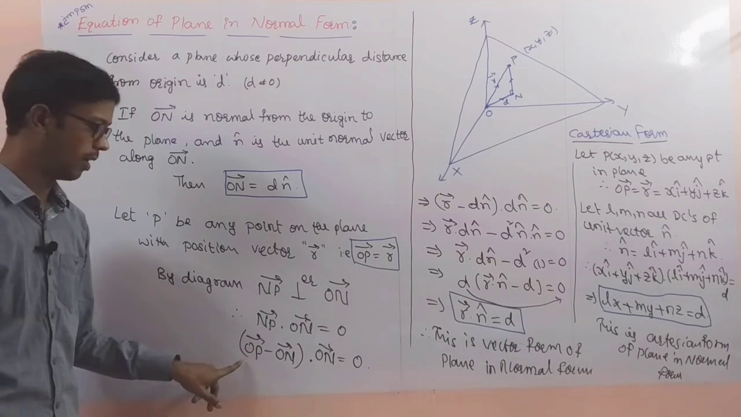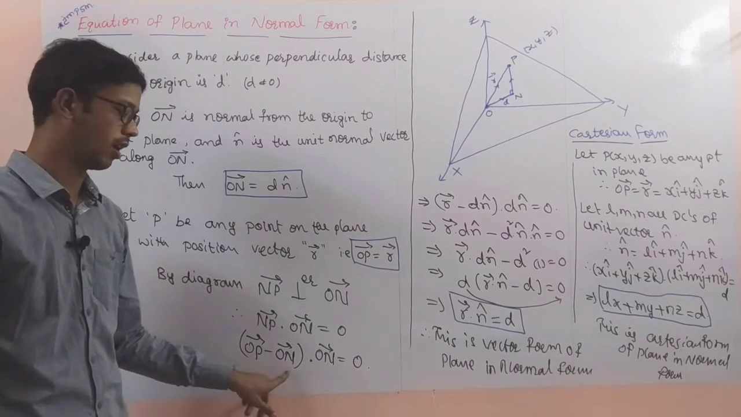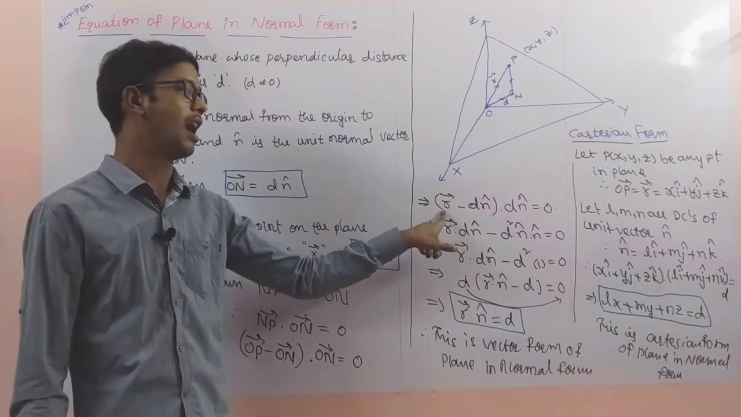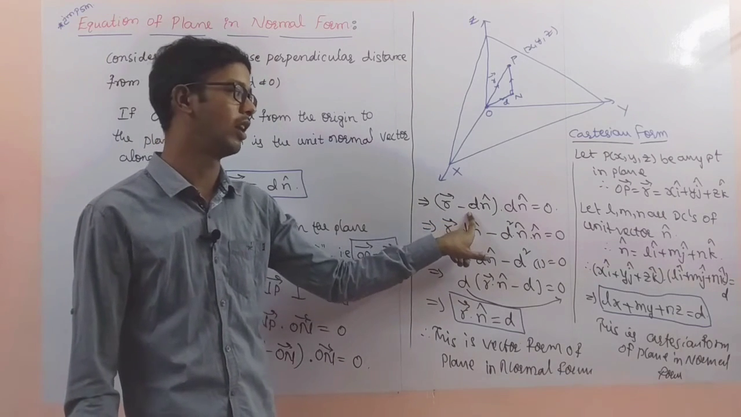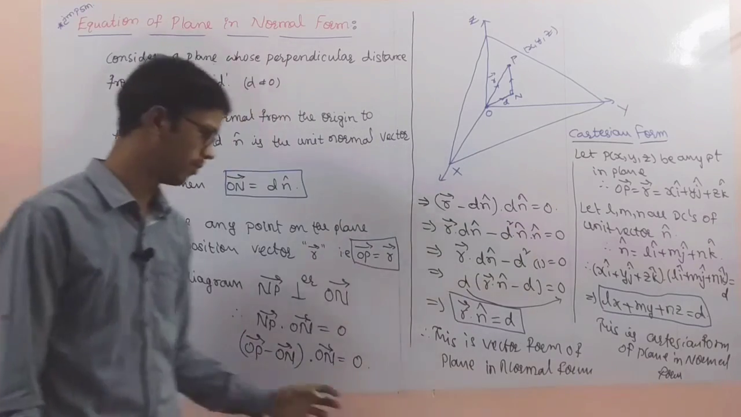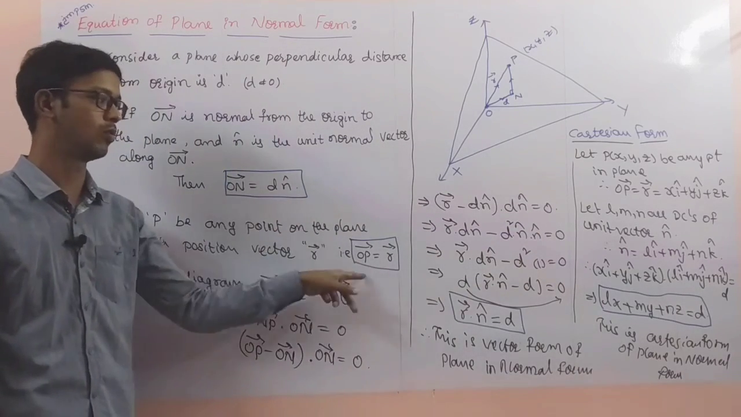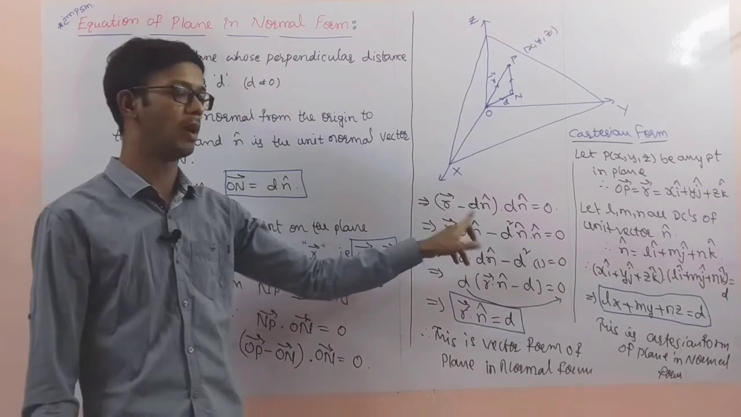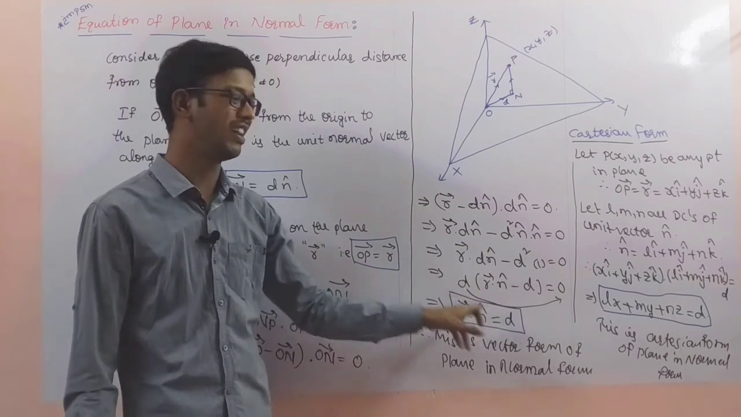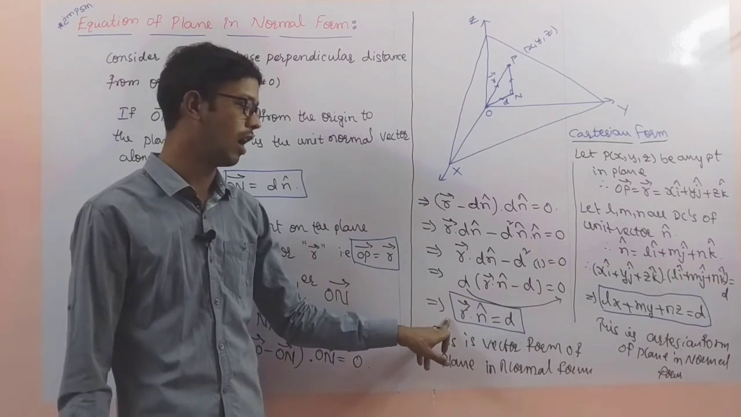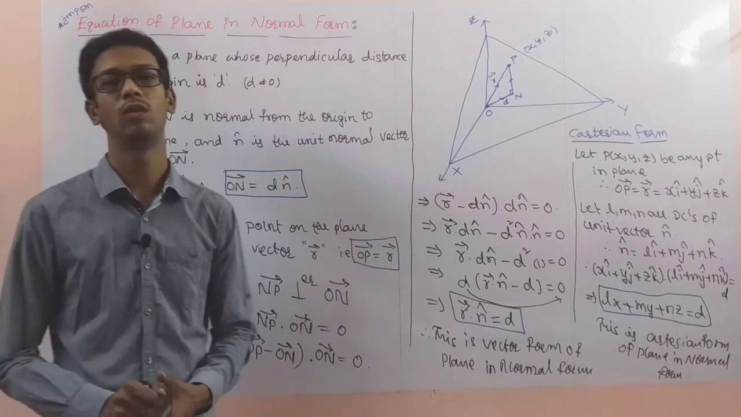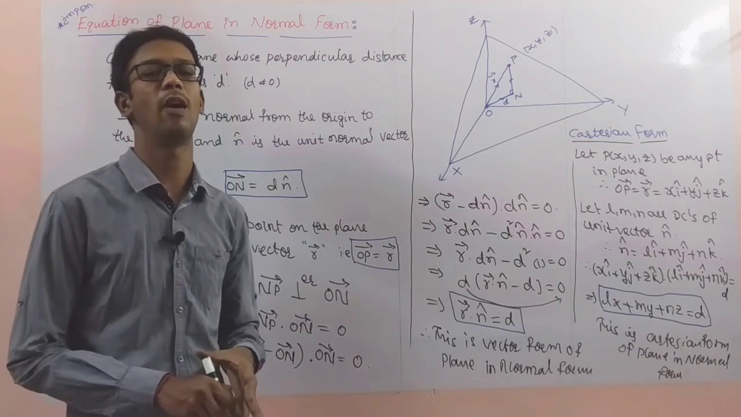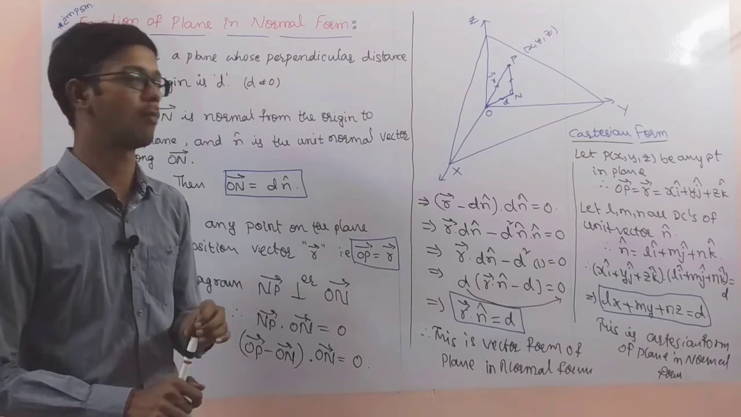NP bar is nothing but OP bar minus ON bar, equal to 0. So (R bar minus d n cap) dot d n cap. Just value substitution, these two values substituted here. Next, multiply, and take d common. d goes to the right side and it becomes 0. R bar dot n cap equal to d is the vector form of a plane equation in normal form.